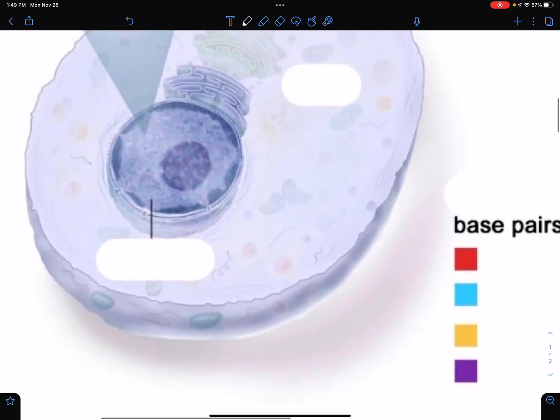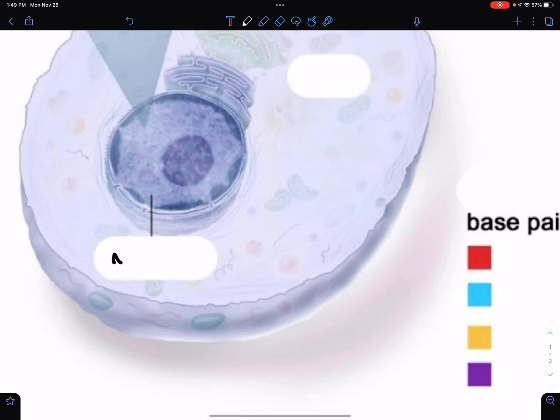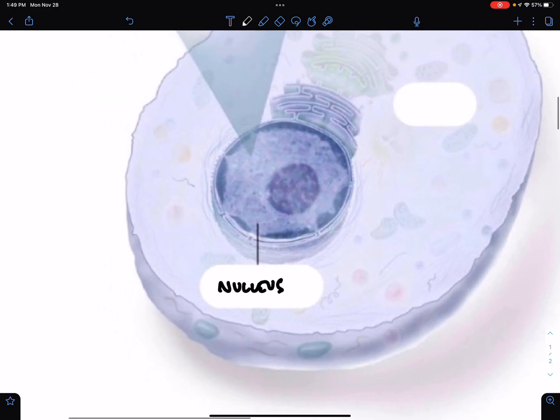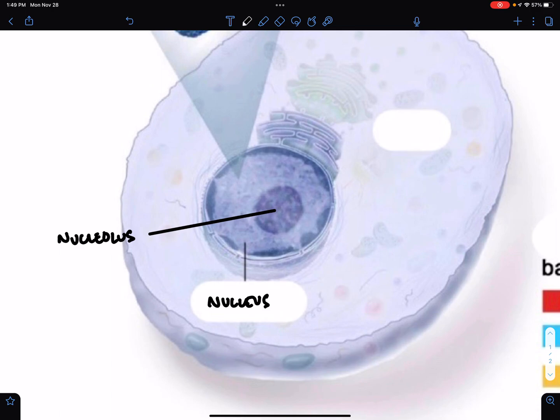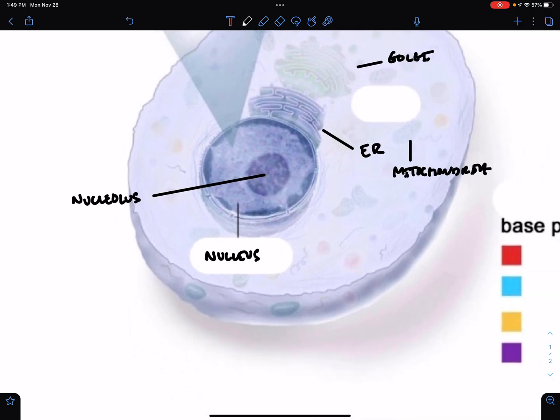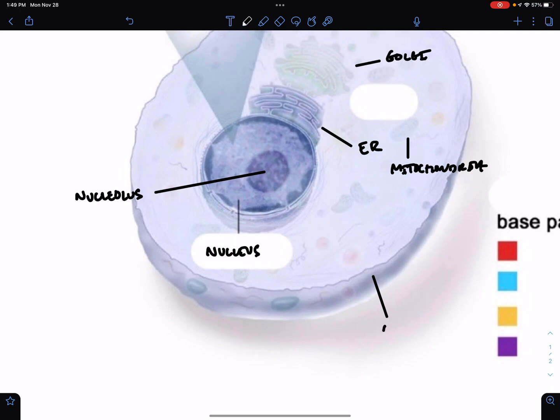We saw that this was a cell here, and you know that this is the nucleus. It contains the DNA. And there's also this structure inside of it called the nucleolus, which is the site of ribosome synthesis. More on that later. There are also some organelles in here. We know that this is the endoplasmic reticulum, or the ER. This is called the Golgi body. Here are mitochondria. And we know that this whole thing is a cell.